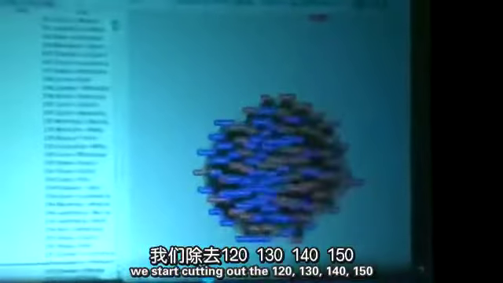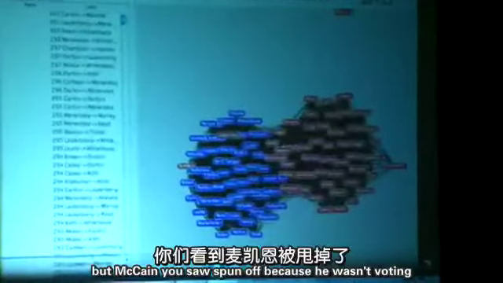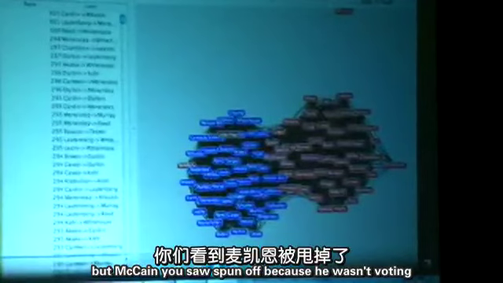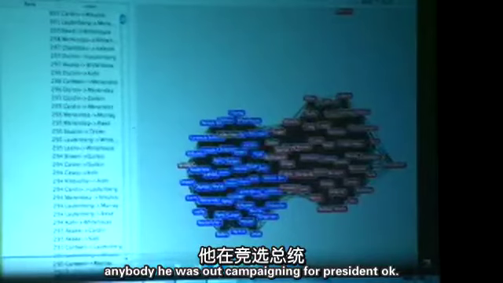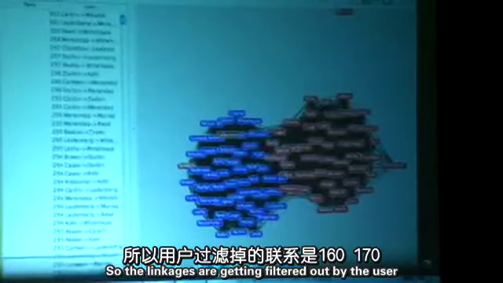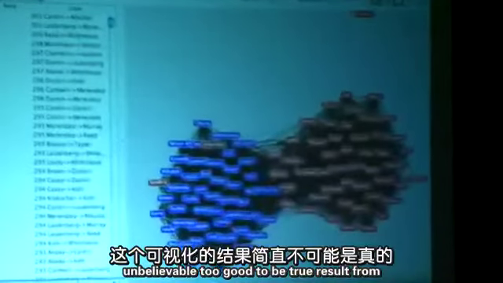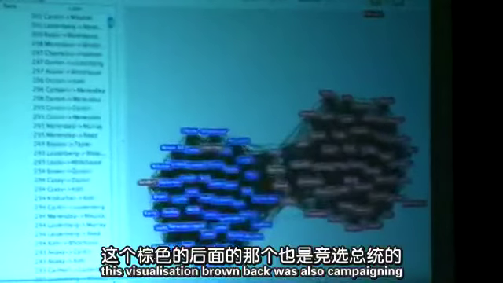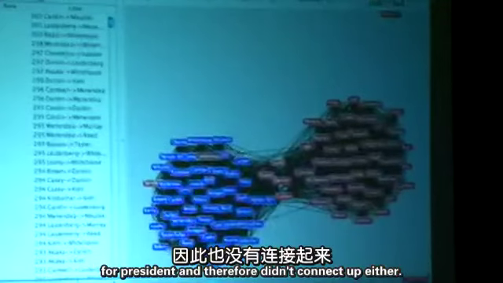We start cutting out the 120, 130, 140, 150. Let me stop at a moment here for your laughter. But McCain, you saw, spun off because he wasn't voting enough to be linked to anybody. He wasn't similar to anybody. He was out campaigning for president. Okay? So the linkages are getting filtered out by the user here to 160, 170, 180, 190, and we get this remarkable, unbelievable, too good to be true result from this visualization. Brownback was also campaigning for president and therefore didn't connect up either.